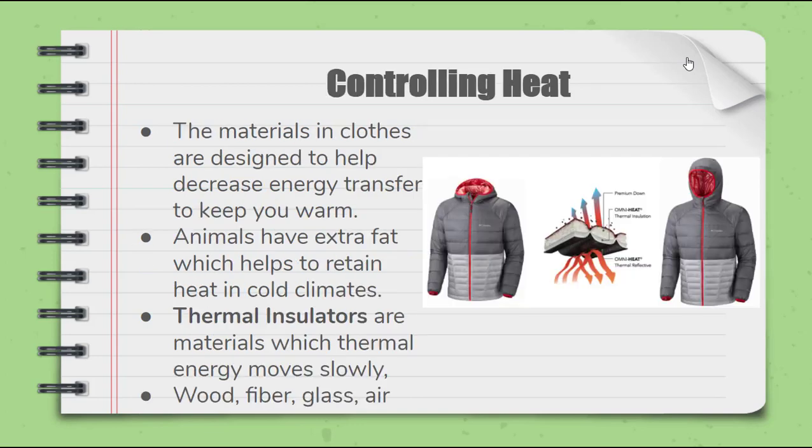Now, how do we control heat? That's something that's very important in our day-to-day lives. A lot of the materials in clothes are designed to help decrease energy transfer to keep you warm. We want to keep the energy inside because energy transfers from hot to cold. So if you're wearing poorly insulated clothes, then you're going to lose that heat very rapidly, and you're going to feel very cold. But there are clothes designed to decrease the amount of energy that is transferred and thus keep you warm. Animals have this as well. Lots of animals that live in the Arctic have layers of blubber or thick fat that help them retain heat in cold climates.